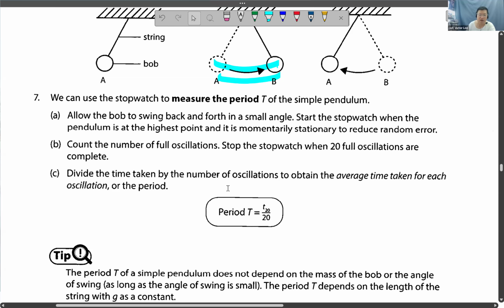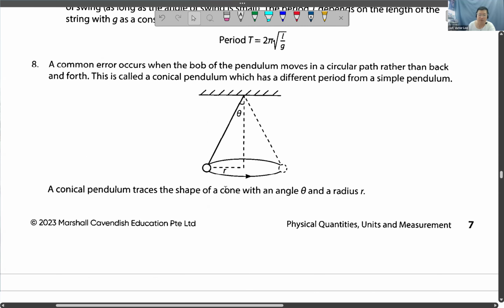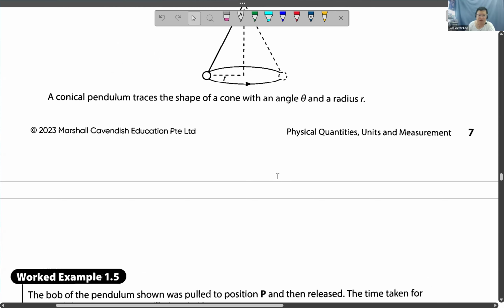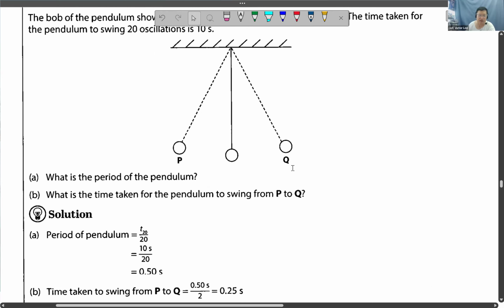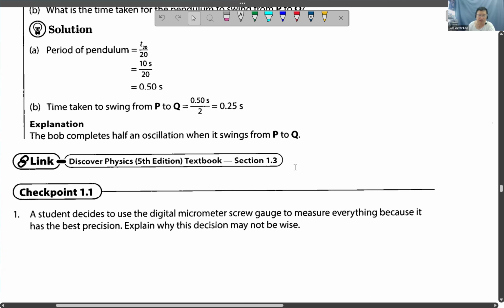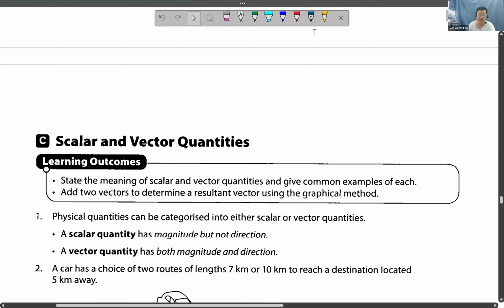All right. So a common error, if you do this experiment, make sure it doesn't swing sideways, it doesn't go round and round. It just swings along a plane. Okay. And the angle must be a small oscillation. Okay, this one I think I won't go through now. Okay, now go to vector and scalar.